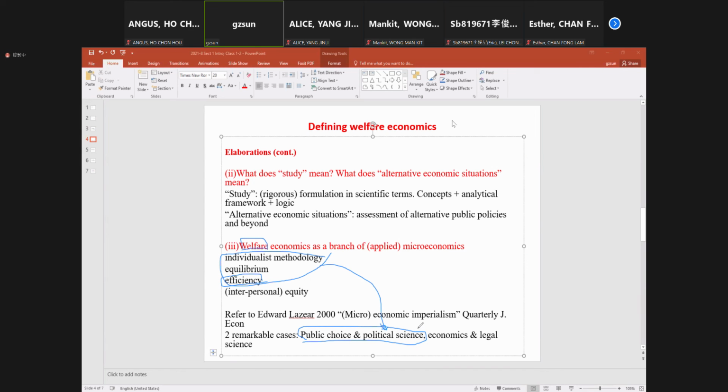Their basic argument is like this. When you think about political science or political life, you are dealing with something completely different from business, from market. But they argue that's not really true. They argue political science can be understood as exchange.